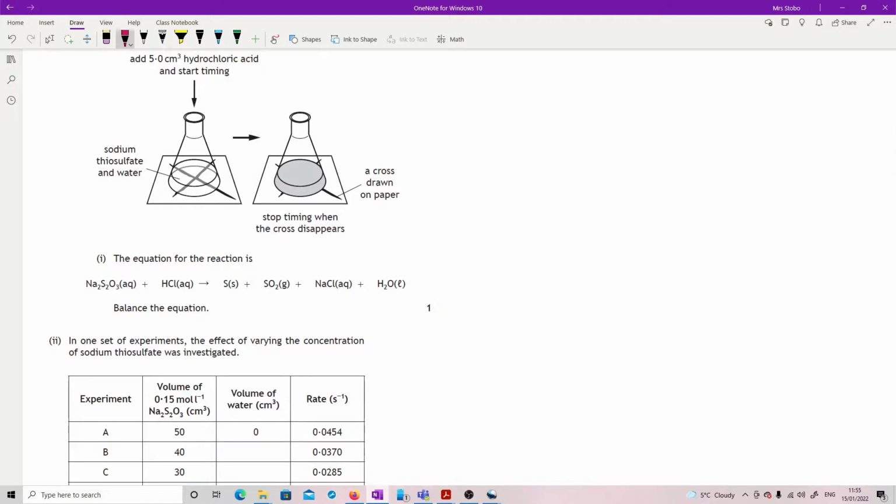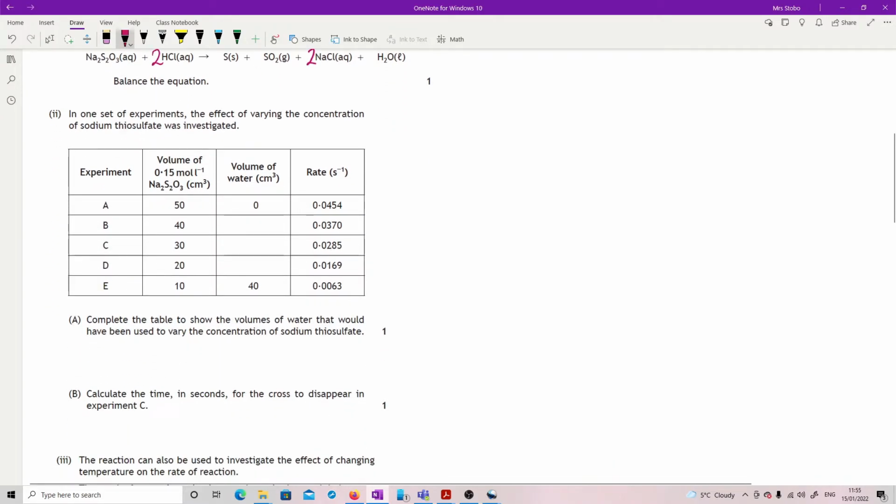Right, so our sodiums are 2 on the left, 1 on the right, so I'm going to times that by 2, which means that I have 2 sodiums and 2 chlorides. I have 1 chloride over here, so I'm going to put a 2 in there, which means that I now have 2 hydrogens, which I already have on the other side. Let's check the rest. I've got 2 sulfurs going in, 2 sulfurs coming out, 3 oxygens going in, 2 on the sulfur dioxide, 1 on the water, and that's balanced.